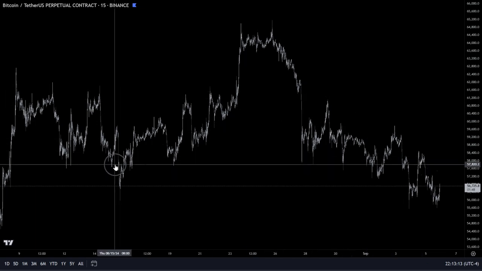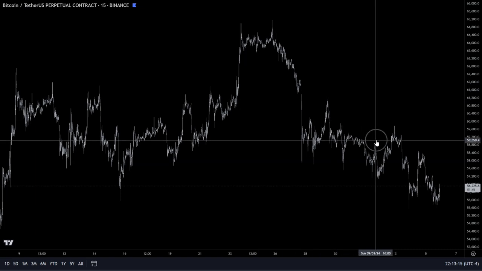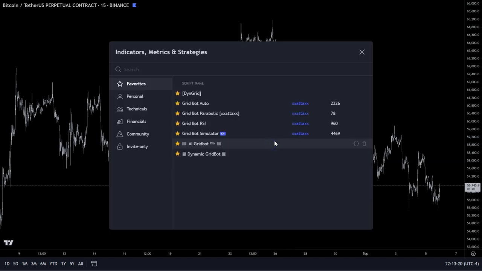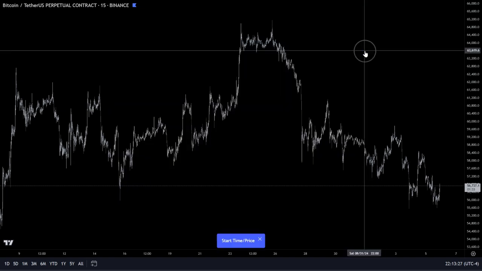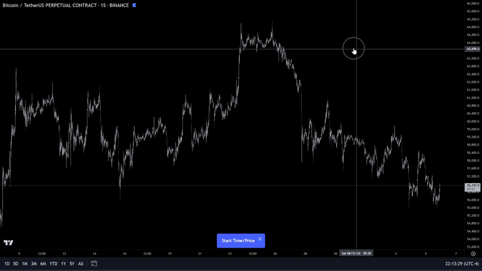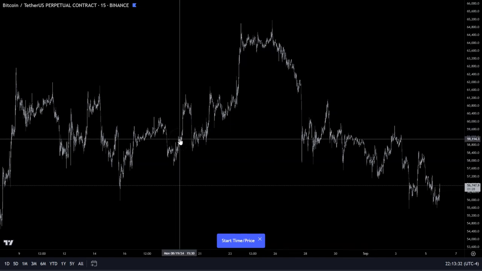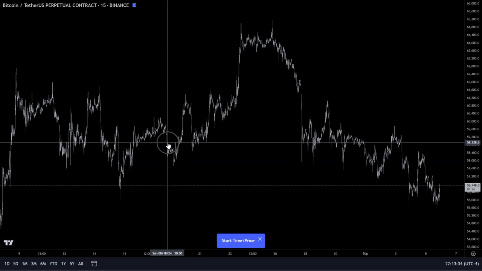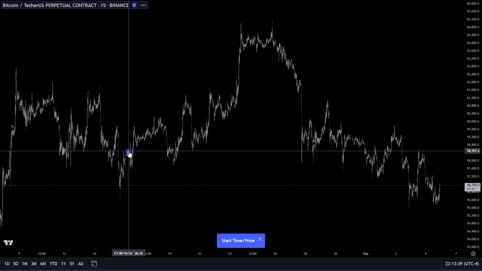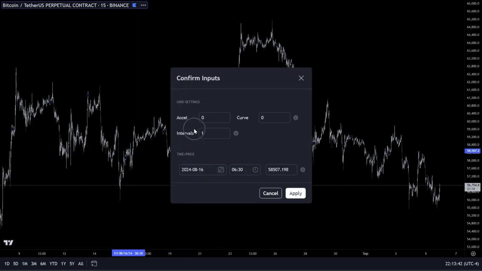So I'm going to try to estimate this angle by adding the indicator. The way you do that is pull up your favorites menu, make sure you have the Grid Bot Parabolic saved as a favorite, click on it, and it's going to ask you for the start time price. This is the very first bar that you want the grid. And this is really not too important because you can click on it and then change it at any point. But we're going to start here, and we're going to estimate the acceleration and the curve. And once again, you can change this, so it's not important if you get it wrong the first time.